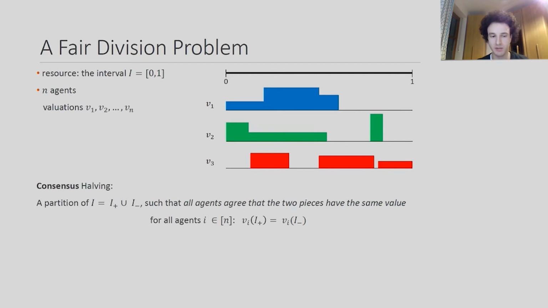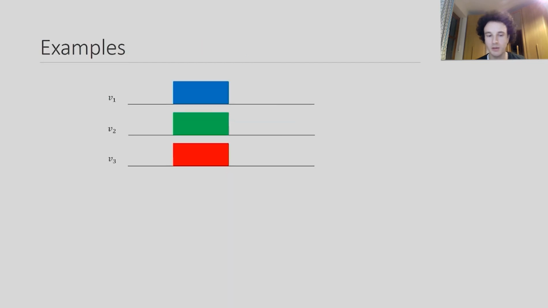Let's start with some examples to get a better feeling for the problem. So in this first example, the three agents all have the same valuation functions. In other words, they value the resource in the same way. In that case, it's very easy to find a consensus halving. You just cut the resource through the middle of the valuation function, and the two resulting parts have the same value for all three agents. So in that case, we just had to cut the resource in one place.